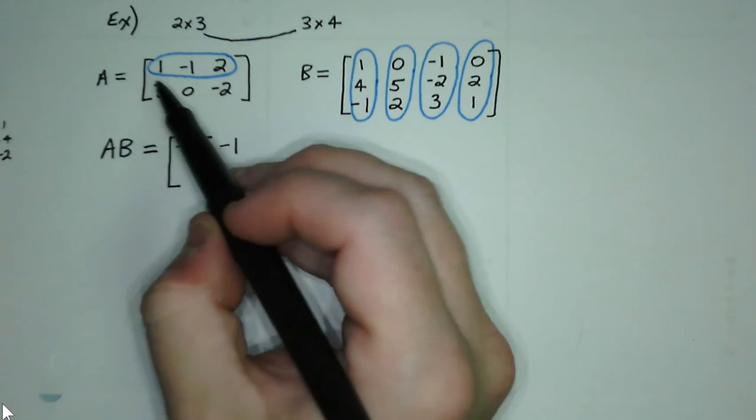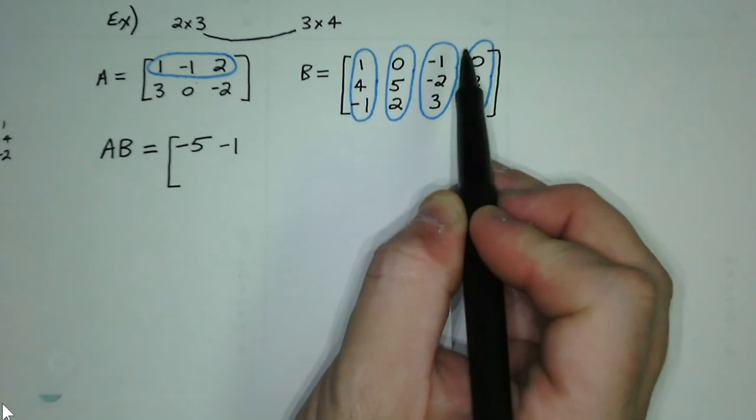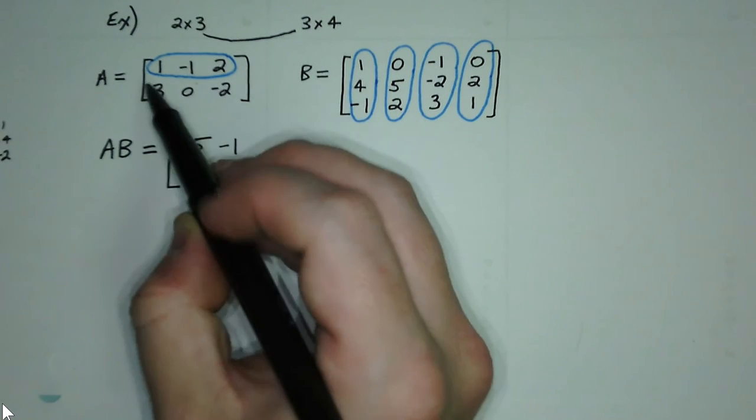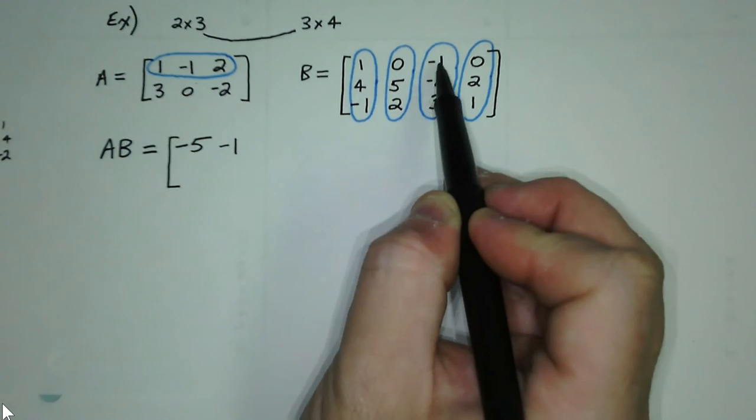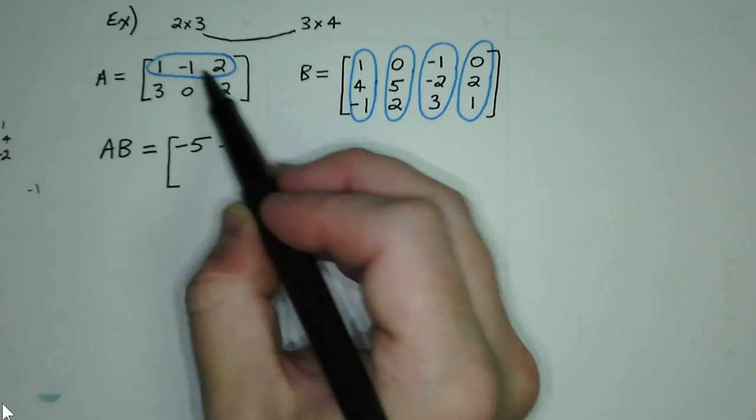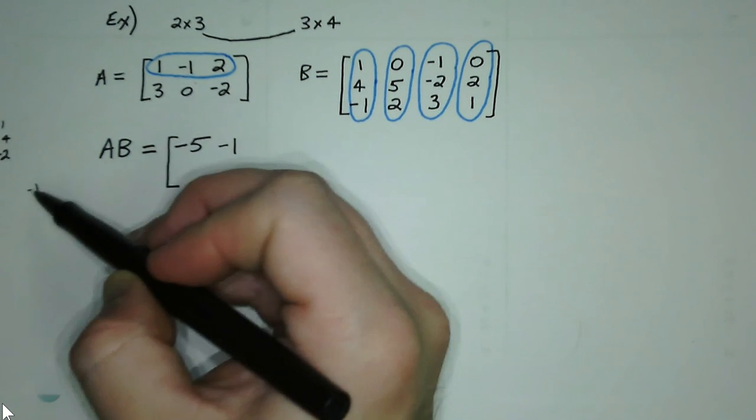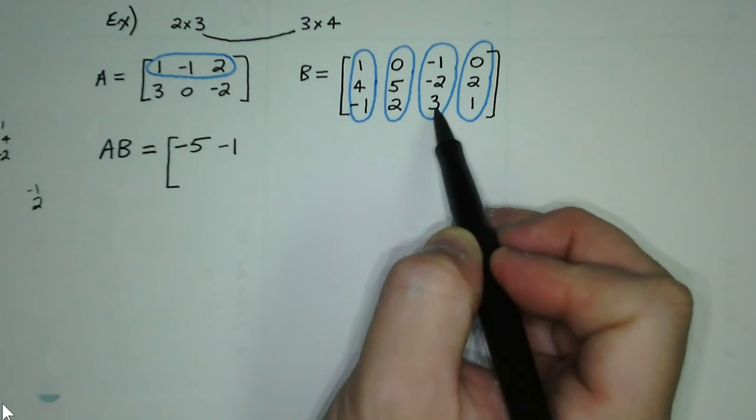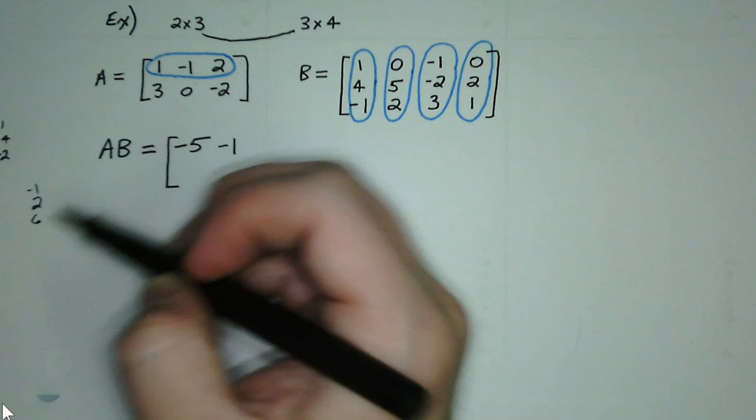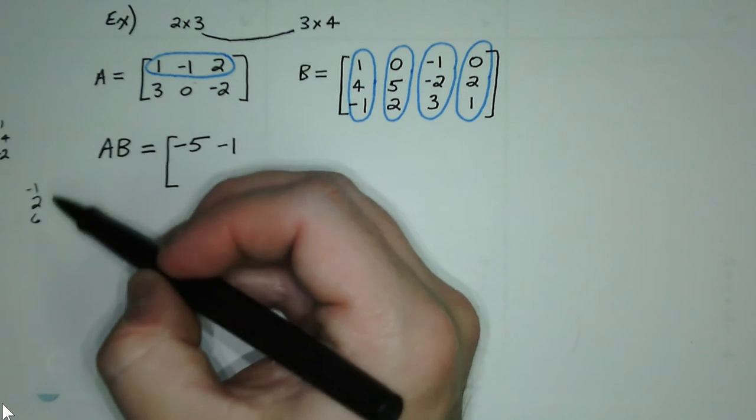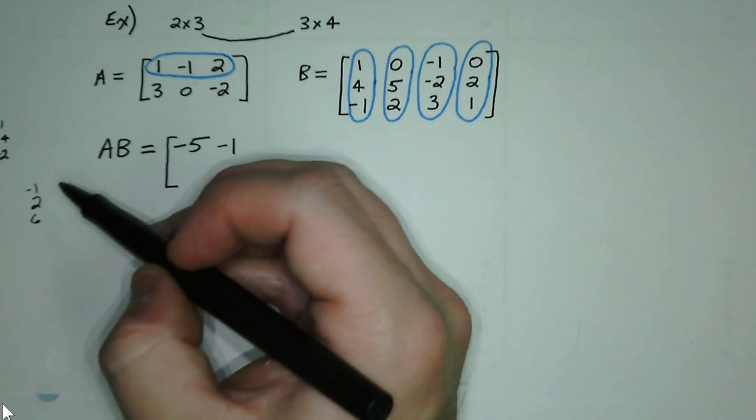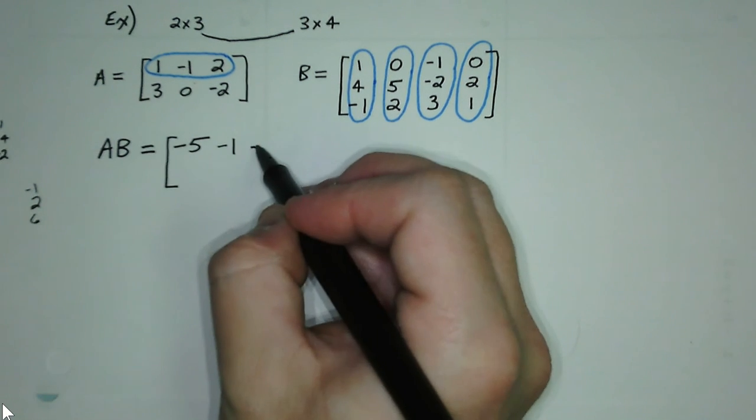Okay. Now we got to do row 1 times column 3 for this spot. So 1 times negative 1, that's negative 1. Negative 1 times negative 2 is 2. 2 times 3 is 6. So again, this really challenges your mental math. You might want to jot down scratch work or something. So I think that ends up being negative 7.